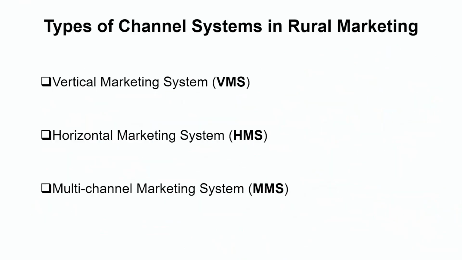My dear learners, companies have to make strategies and design their strategies so as to place their product in the right place, at the right location, to the right customer. And this is the strategy that you have to build in terms of dynamics. Now we are going to talk about the types of channel systems in rural marketing.